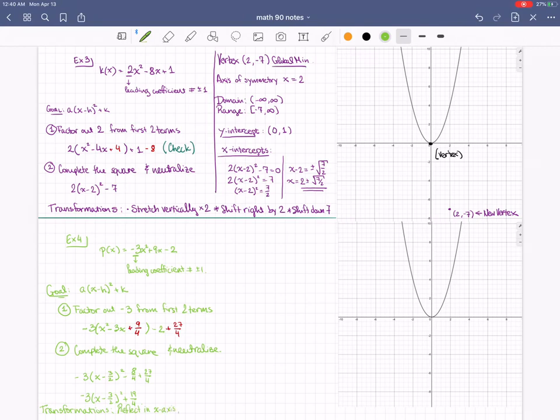You also have a vertical stretch. That doesn't have much impact on the vertex. The fact that there's a 3 there just means the parabola is steeper and narrower. But again, while it impacts the shape of the graph, it does not impact the location or the kind of point that the vertex is.